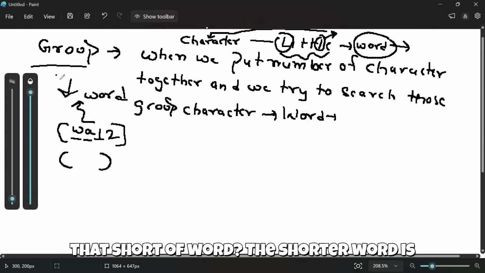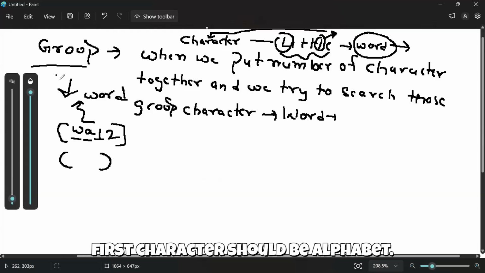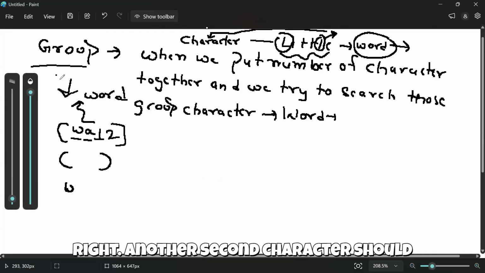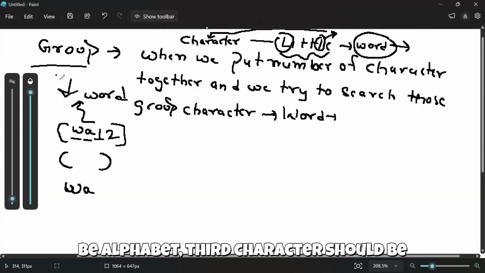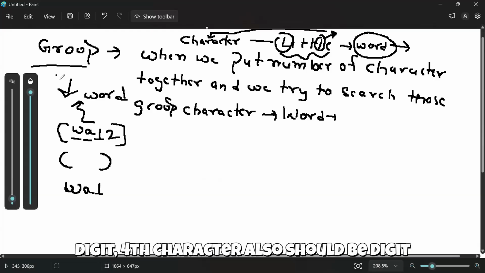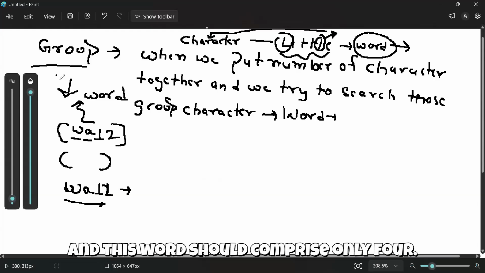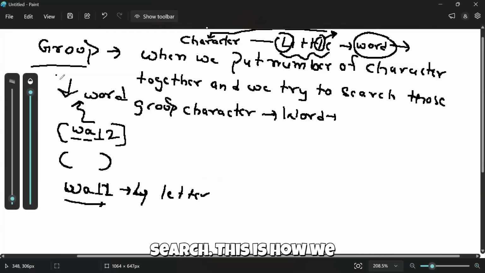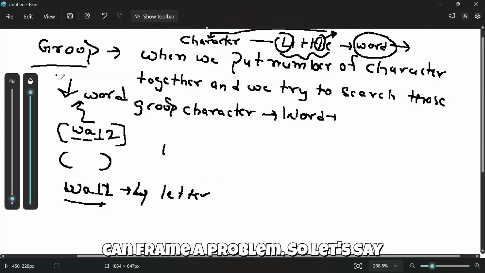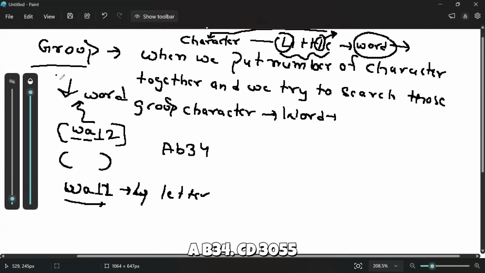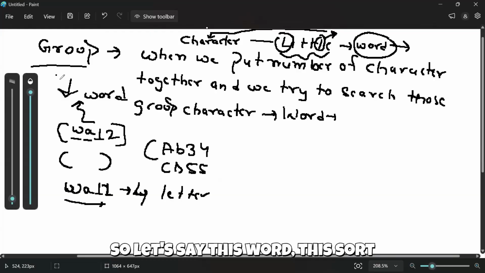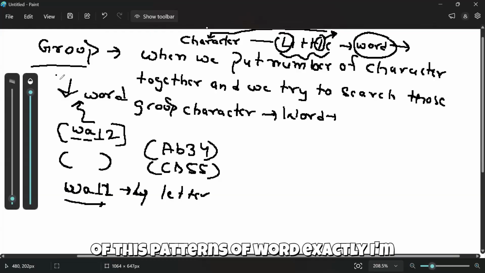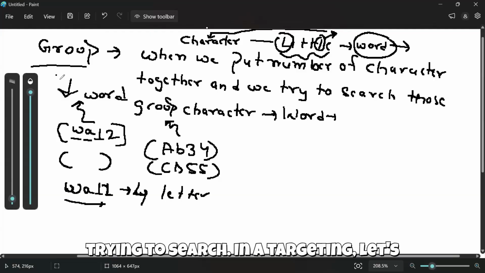What is that sort of word? The first character should be an alphabet, the second character should be an alphabet, the third character should be a digit, and the fourth character also should be a digit. The word should comprise only four letters. Four-letter word we want to search. This is how we can frame a problem. So let's say AB34, CD30, 55. This sort of pattern of word is exactly what I'm trying to search in a target string.